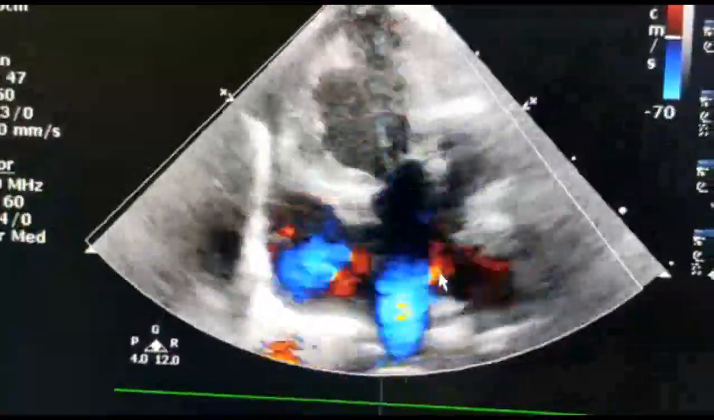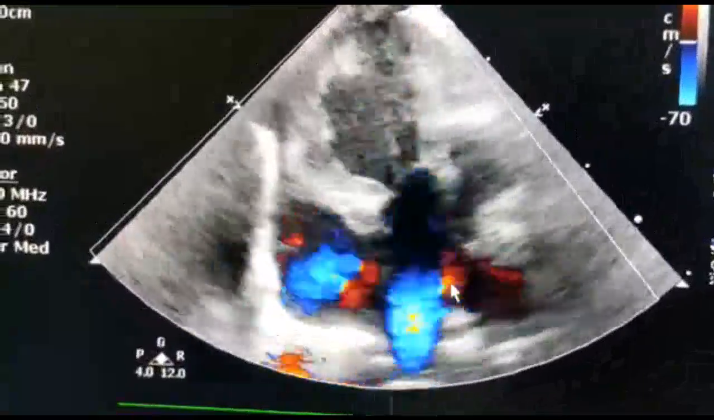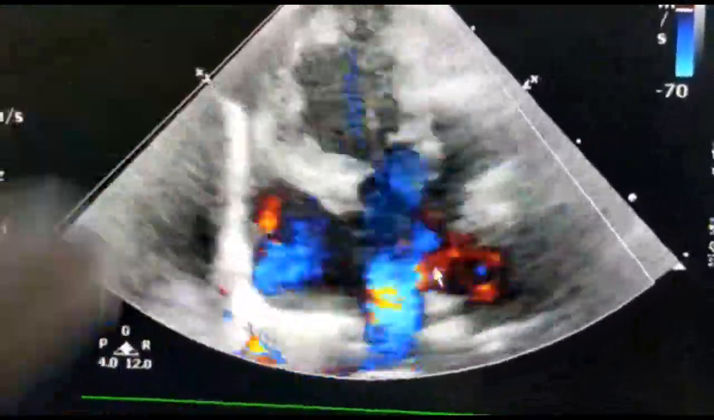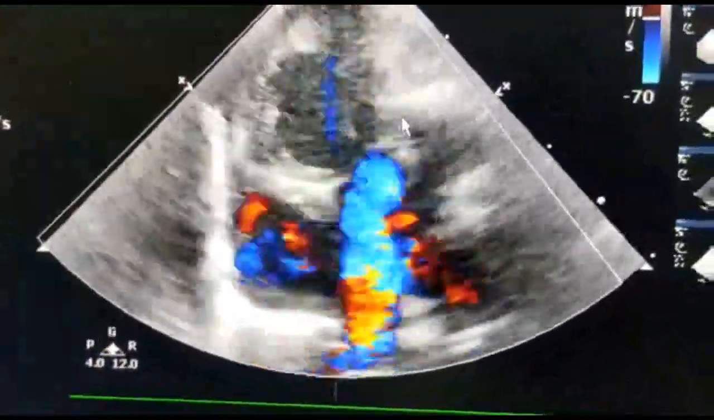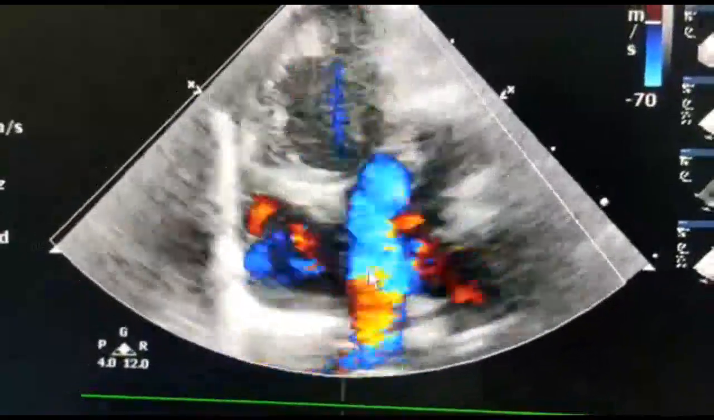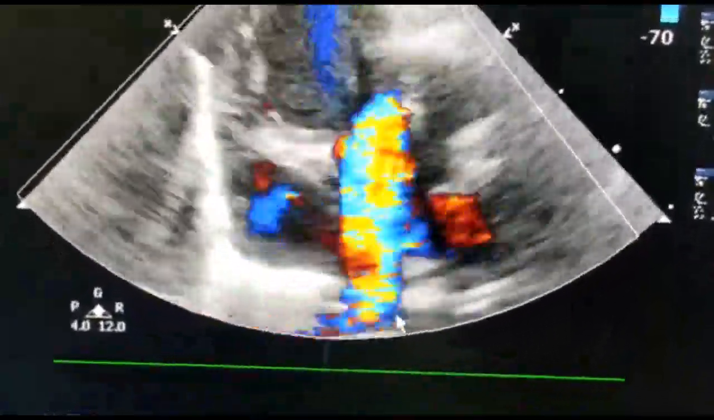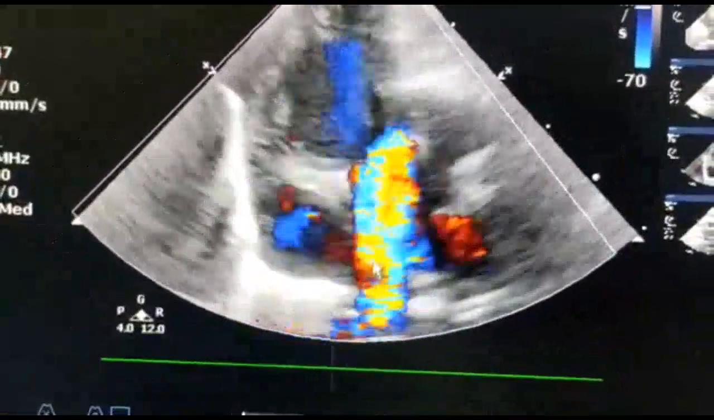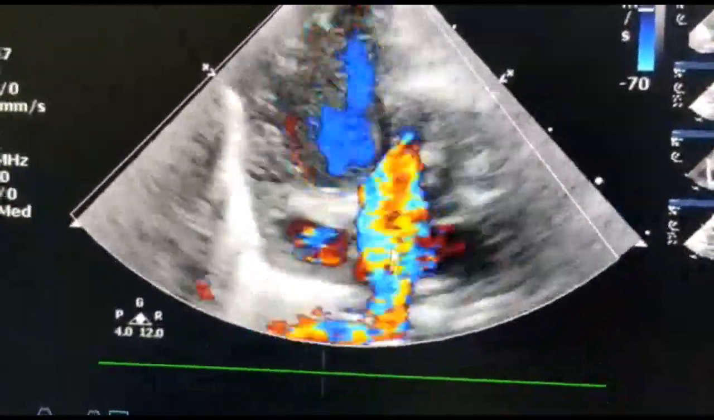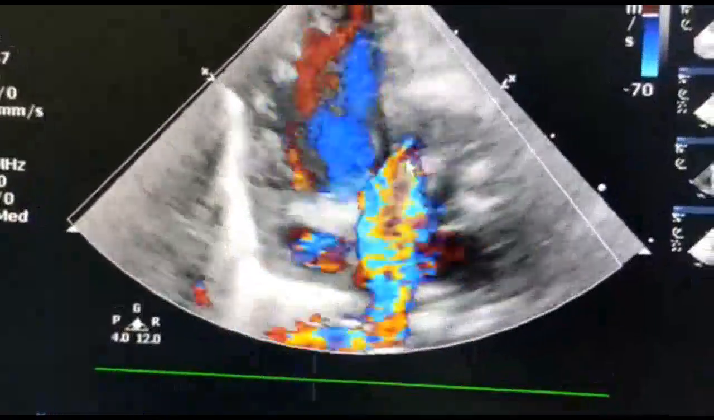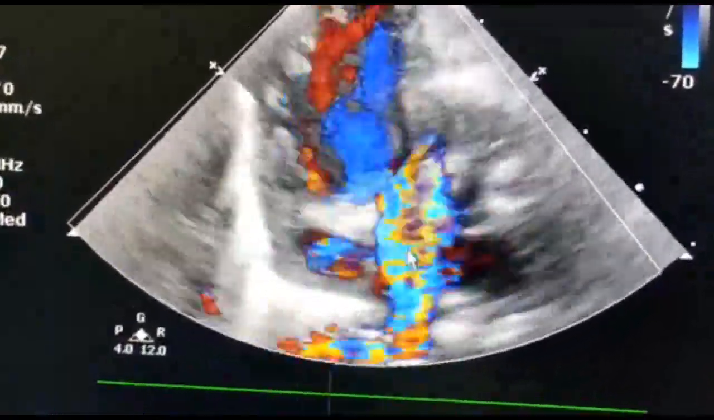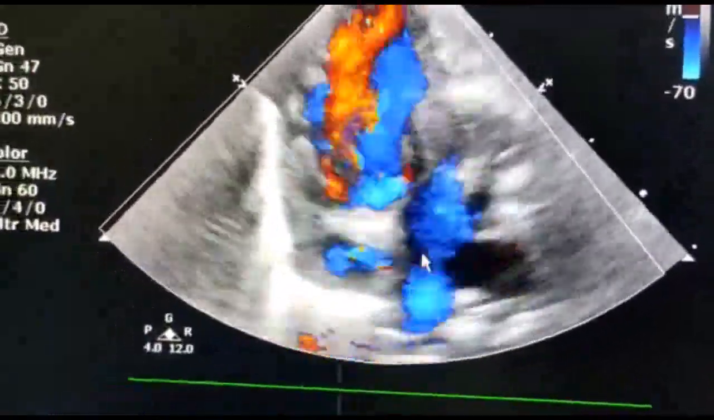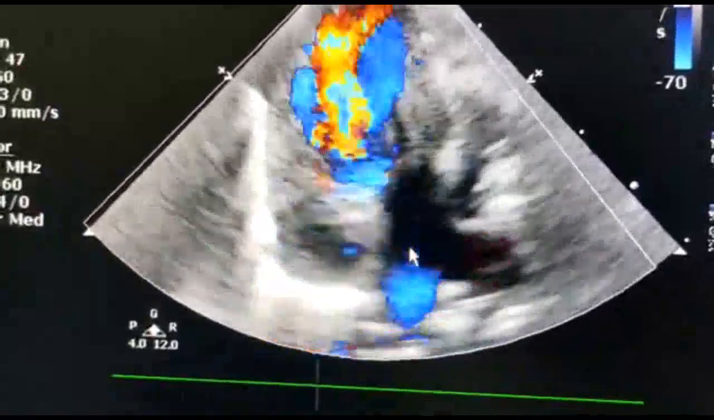Now, the Doppler 5-chamber view, you can appreciate the left ventricle. This is the flow and it is branching. You can see the branching here. So that means on color Doppler, this flow is getting branched. That means left ventricle is connected to the pulmonary artery. So this is a moving image on color Doppler to diagnose transposition of great vessels.